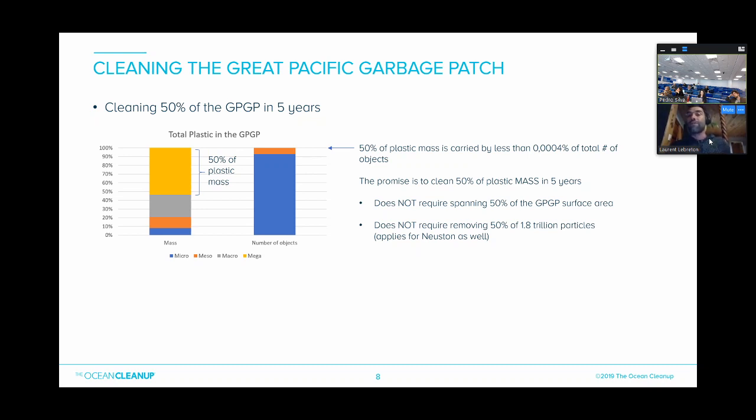It's impossible to even hope to get 50% of those trillion particles, right? The whole point is really to go for the yellow, the gray, and the orange. If we manage to pick this up, that's more than 90% of the mass that has the potential to turn into trillions of particles, right? If you just leave it there. Well, this mass represents a very, very tiny fraction of the number of objects that are floating out there.